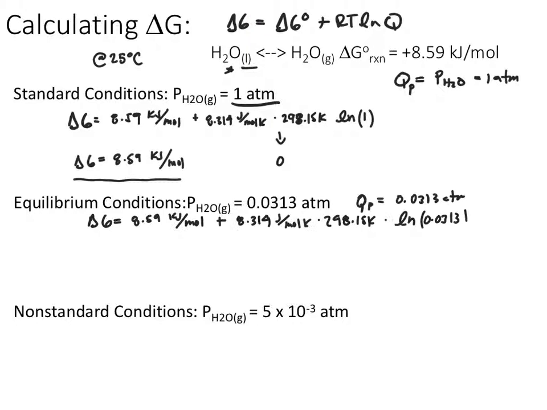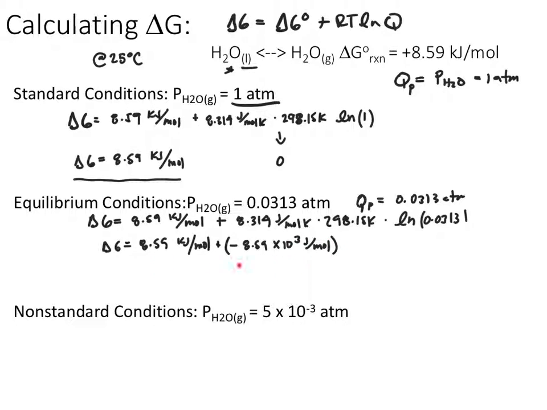So we can calculate our corrected delta G. Now that we've plugged all these into the equation, let's bring out our calculators. And we get the values of 8.59 kilojoules per mole plus negative 8.59 times 10 to the third joules per mole. Our Kelvin and our Kelvin cancel, and that's how we're ending up with joules per mole here.